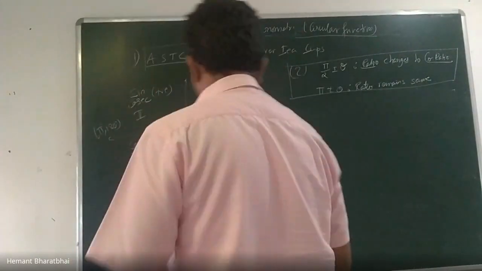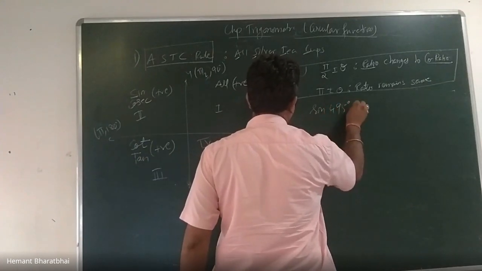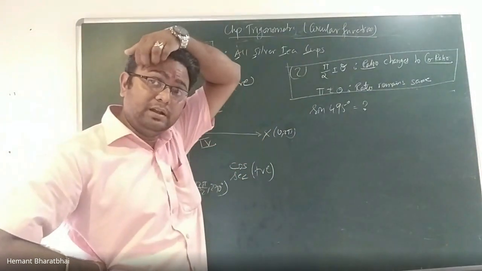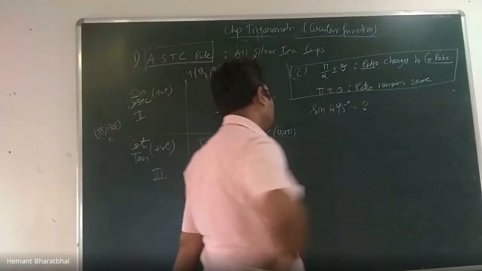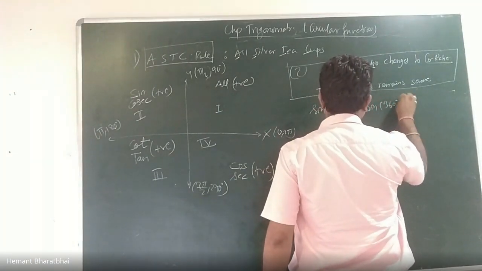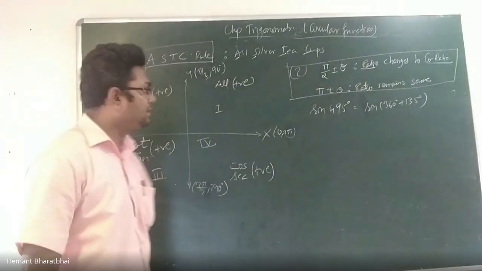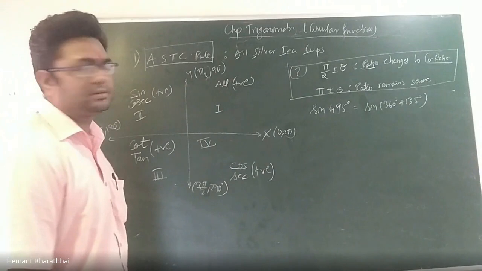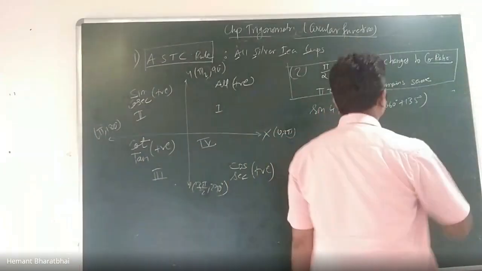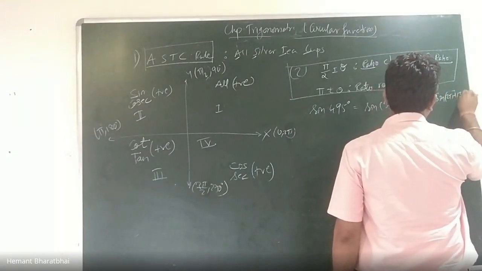Suppose I want to find out the value of sine of 495 degrees. How much is sine of 495 degrees? So this 495 can be written as sine of 360 degree plus 135 degree. 360 can be written as 2 pi. Therefore, this will become sine of 2 pi plus 135 degree.